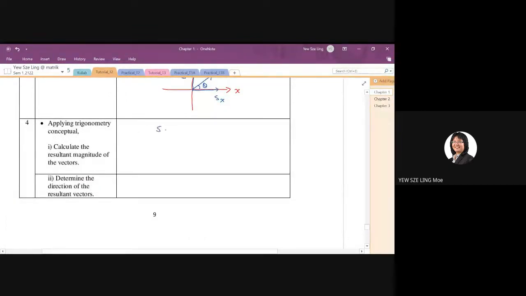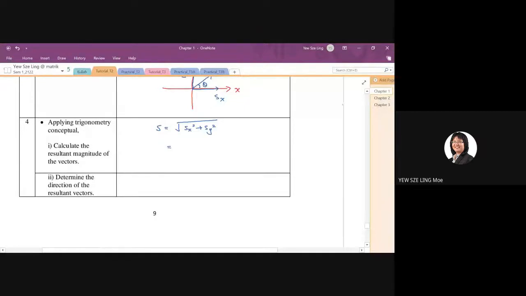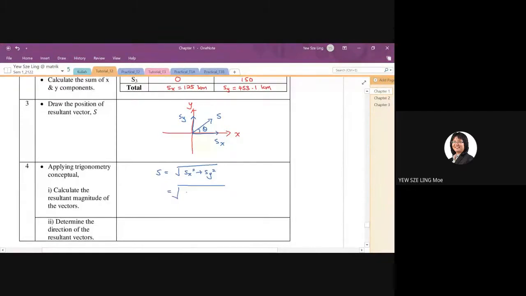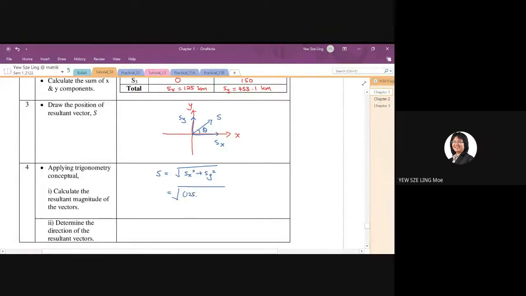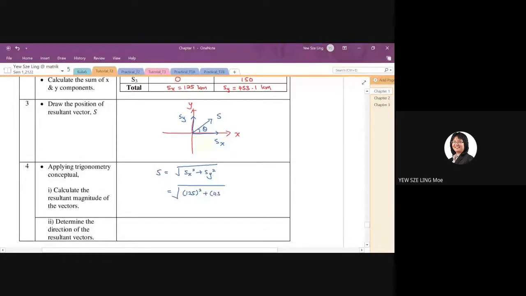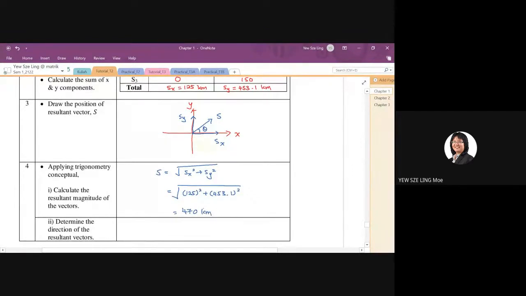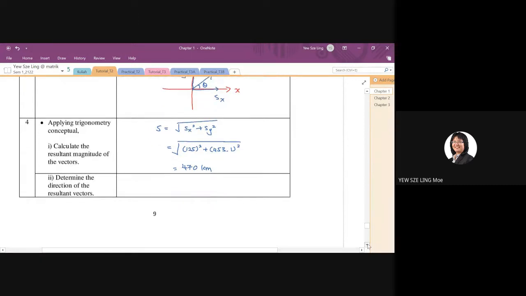So S equals the square root of x component squared plus y component squared, which equals the square root of 125 km squared plus 453.1 km squared. So the final answer is 470 km. If you got a value with decimal places, you leave it. This one is from the answer scheme, they rounded it up. So you can have up to 2 or 3 decimal places.